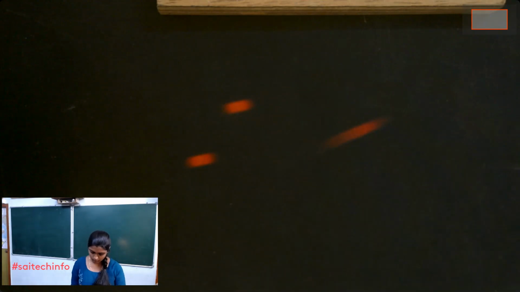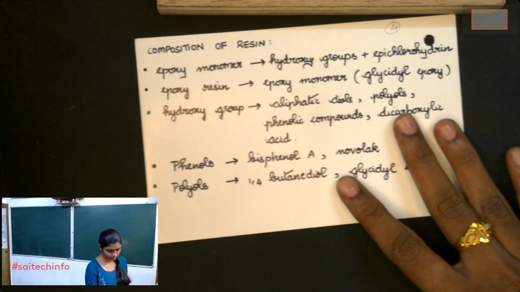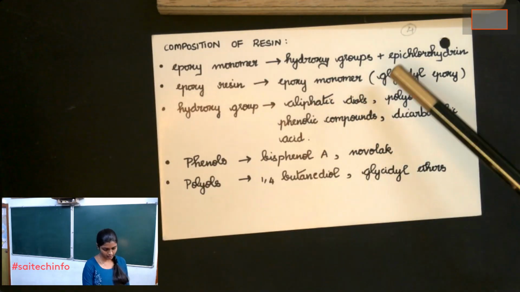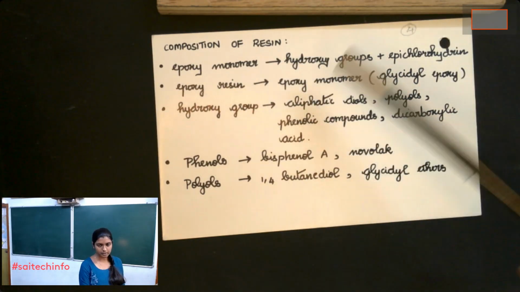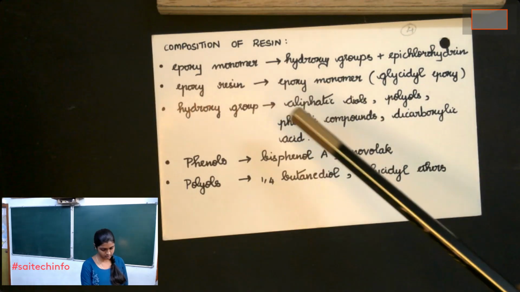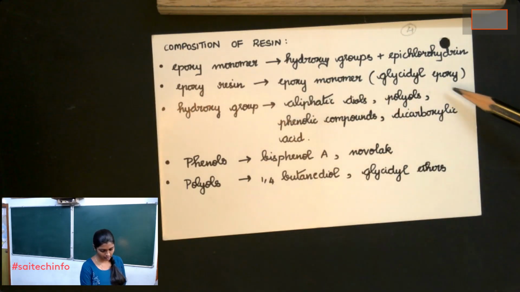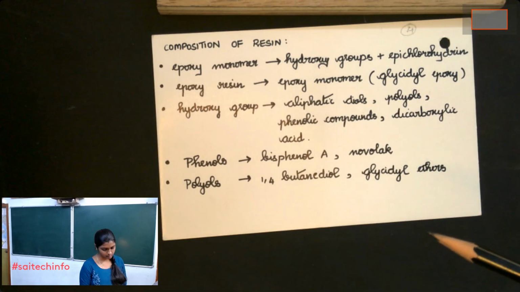Now let's see about the composition of the resin. When hydroxy group reacts with epichlorohydrin, we'll be getting the epoxy monomer. Epoxy monomer is the basic unit of epoxy resin, which is also known as glycidyl epoxy, and there are various groups under epoxy group which includes aliphatic diols, polyols, phenolic compounds, dicarboxylic acid, etc. And phenols will be included under bisphenol A and novolac. Polyols will be 1,4-butanediol and glycidyl ethers.